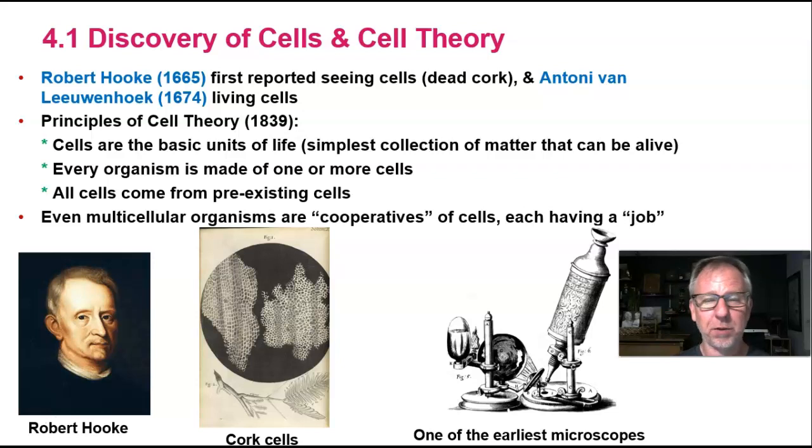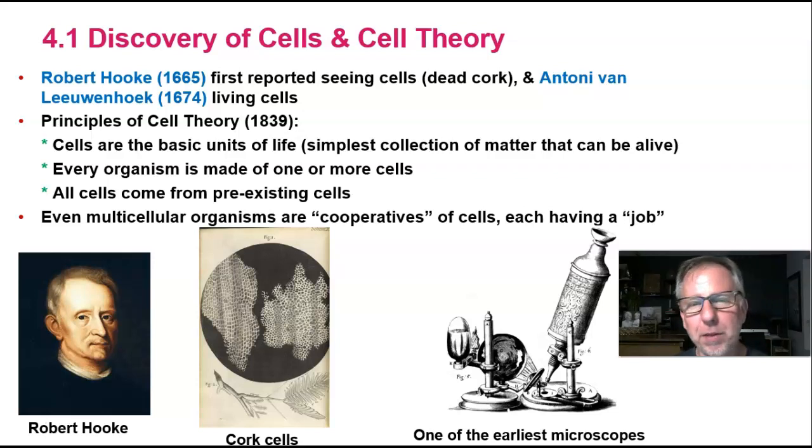Another principle of cell theory is that every single organism, every single living thing on Earth is made of at least one cell. So there are many, many single-celled organisms like bacteria or those protists I showed you on the introductory slide. And then there are many multicellular organisms like us, animals, plants, fungi. But no matter what, every living thing is made of cells.